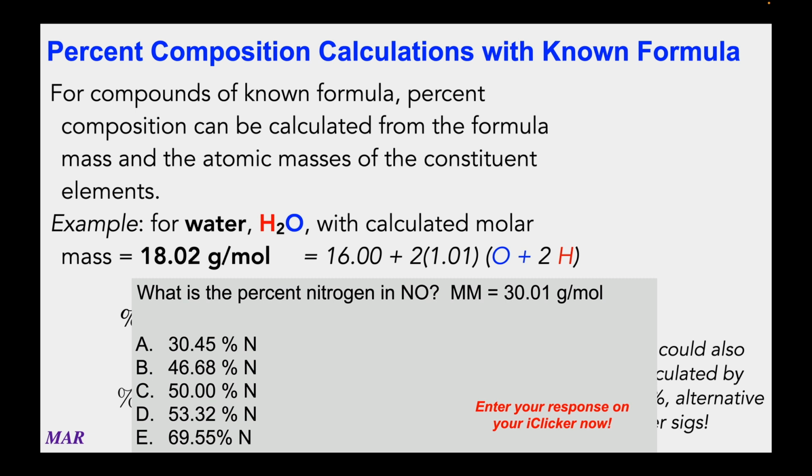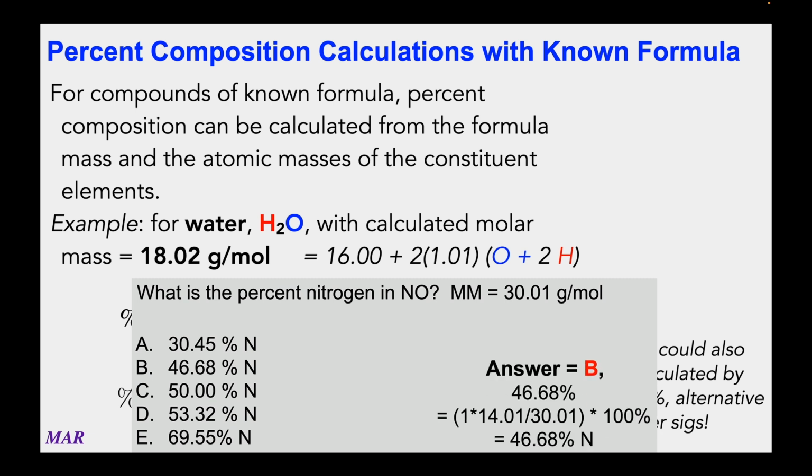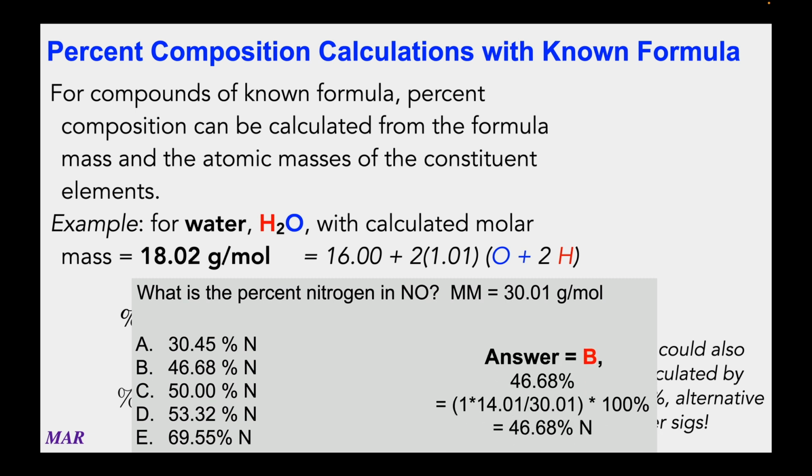You would divide it by 30.01 on the bottom, multiplied by 100%. It'll be a little less than 50% because 15 divided by 30 is 50%, and 14.01 is a little less than 15, so it comes out to be 46.68% nitrogen.